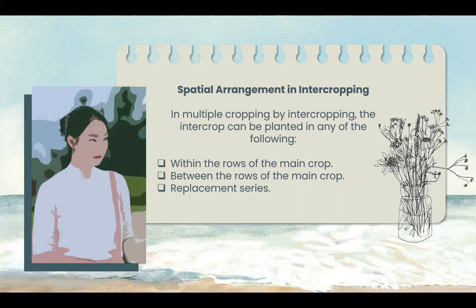Number two, between the rows of the main crop. The intercrop can be planted between rows of the main crop. If the main crop is corn, peanut or mung bean can be planted between two adjacent rows of corn. Number three, replacement series. In this method, one or two rows that are supposedly planted with the main crop can be replaced with the intercrop. Similar to this is strip intercropping, which results in multiple row planting arrangement. An example is growing 6 rows of corn and 12 rows of soybeans at the same time in alternating strips.